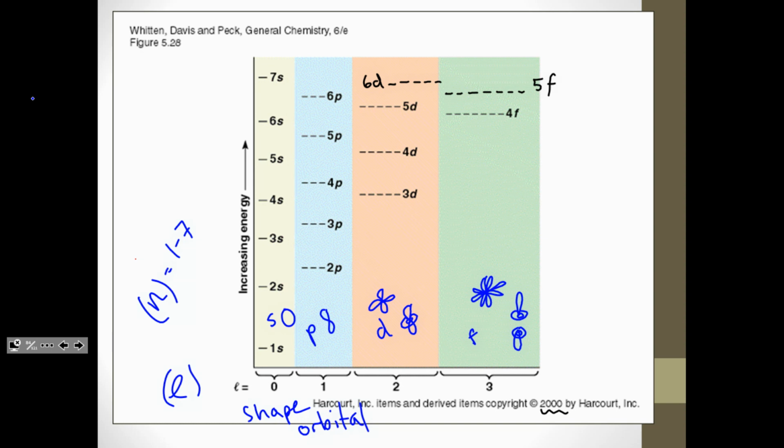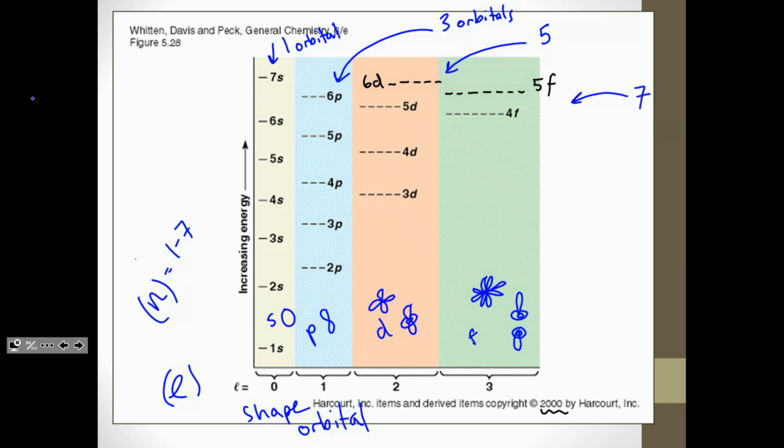You'll notice that the sphere shapes all have 1 orbital, and each one can have 2 electrons. The peanut-shaped orbitals can have 3 different orientations. The D orbitals can have 5, and the F orbitals can have 7.